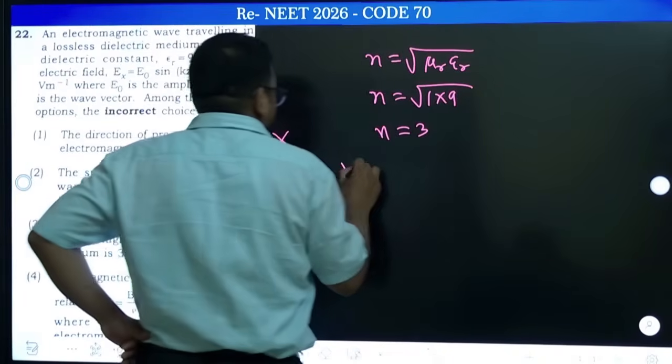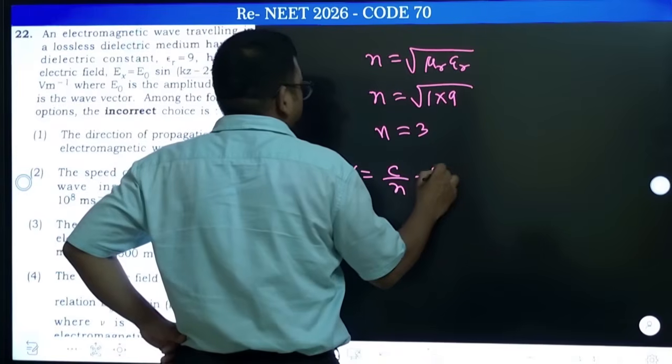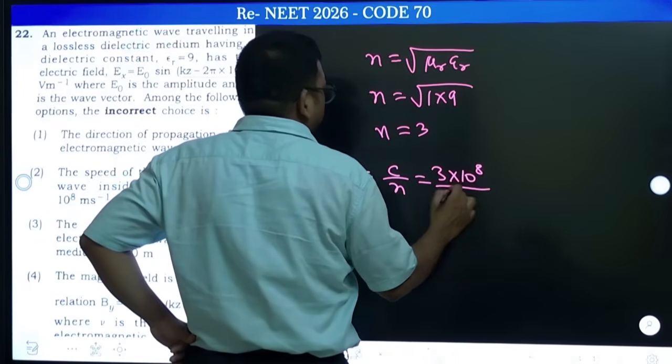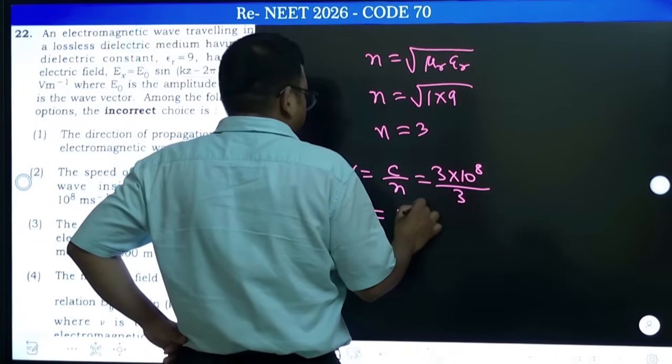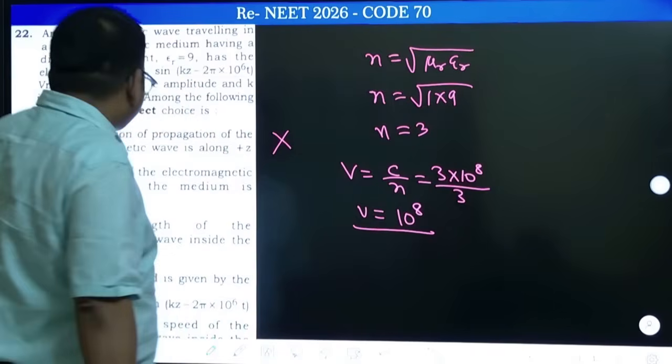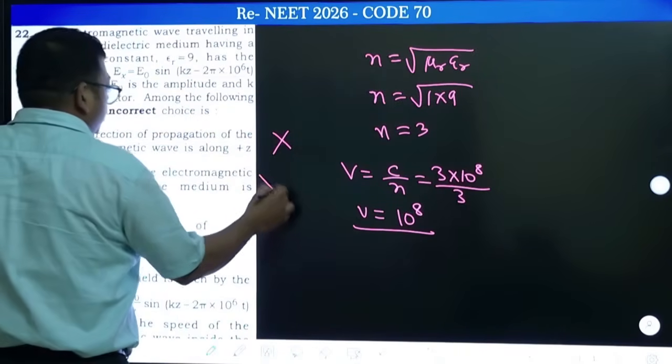So speed is equal to c divided by refractive index, 3 into 10 to the power 8 by 3. So same as this, correct? So this is correct. Speed is this, so we cannot choose this.